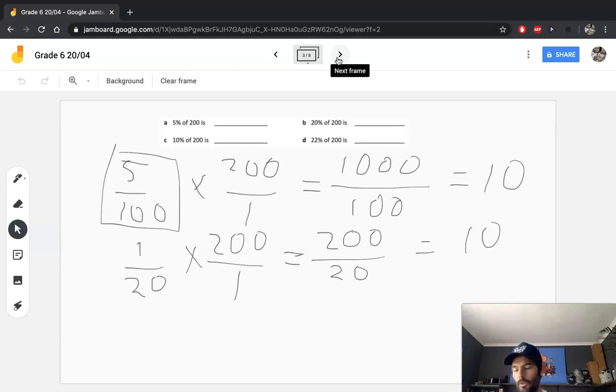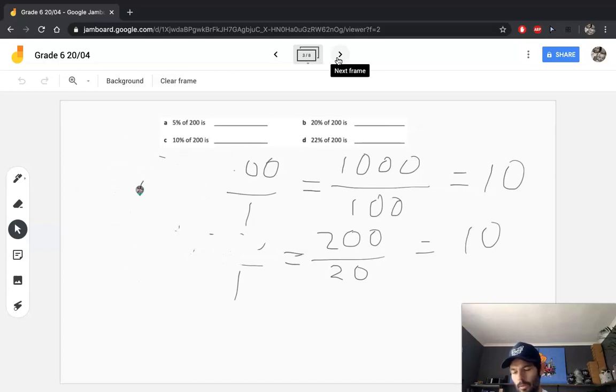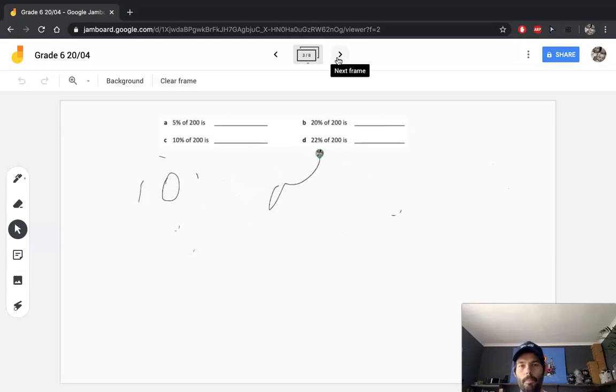All right. What you can also do is you can find out what is 10% of 200. So when I want to find out 10% of a number, I simply divide by 10. So 200 divided by 10. Why?